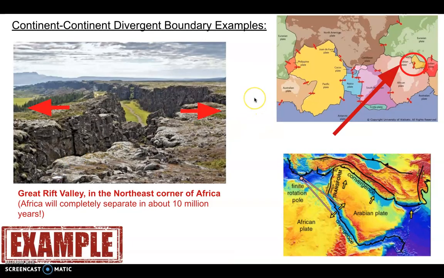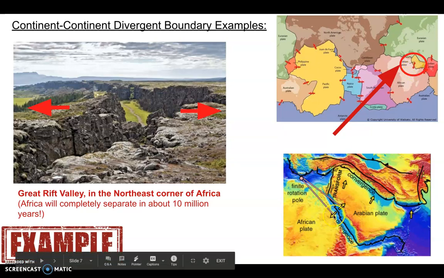There's a great example of a rift valley in Africa. So we have a continent-continent divergent boundary, and it's actually called the Great Rift Valley. If you look at our world map here in this area that's circled, Africa is actually on two different tectonic plates. You have this kind of brown African plate, which most of the continent Africa is on, but the upper northeast corner is this yellow area, the Arabian plate. Those two plates are diverging or separating from each other.